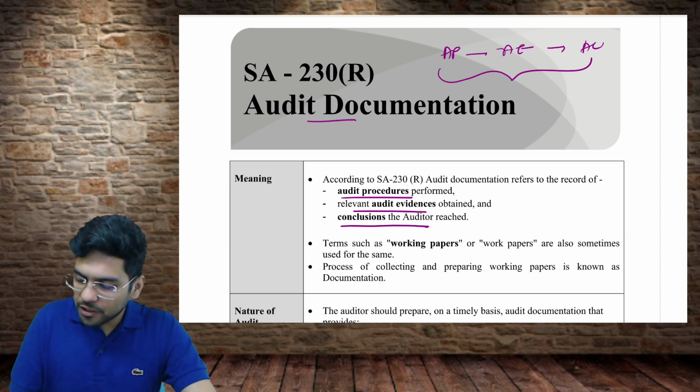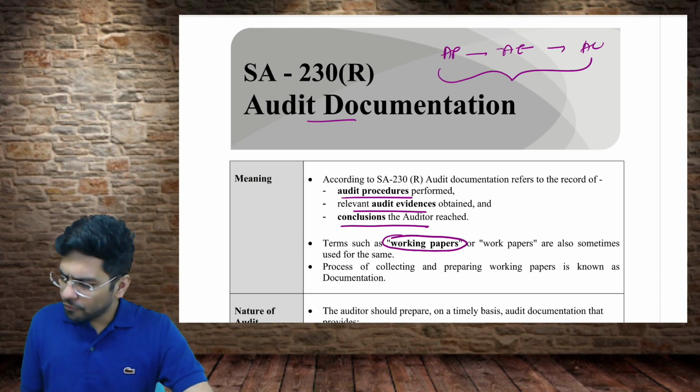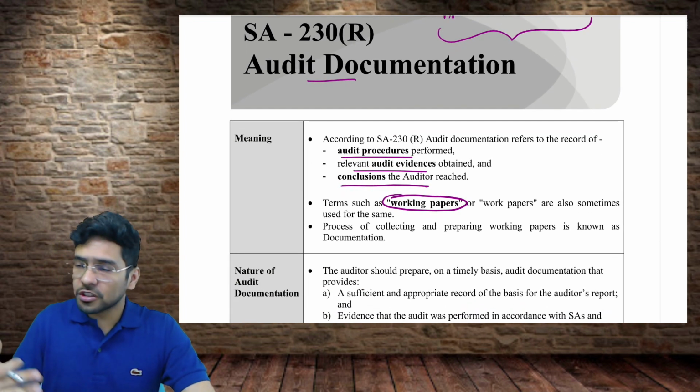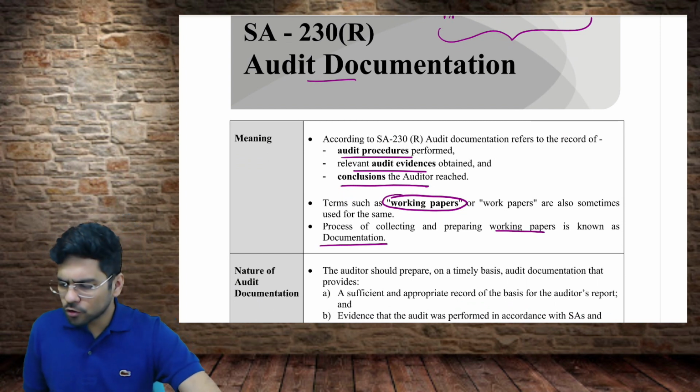The audit documentation, you can also remember, we also call it what? Working papers. All of you know this. Okay, and the process of collecting and preparing working papers is also known as what? Documentation. Okay, so very simple point.